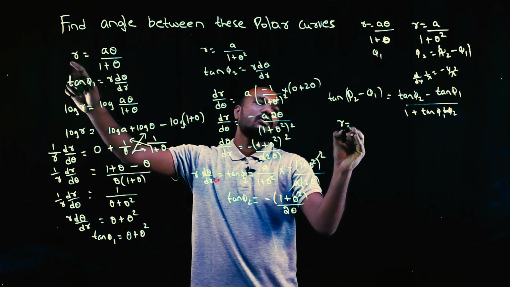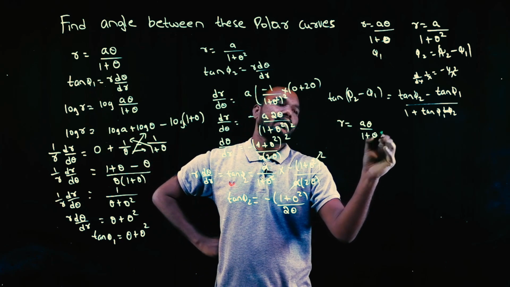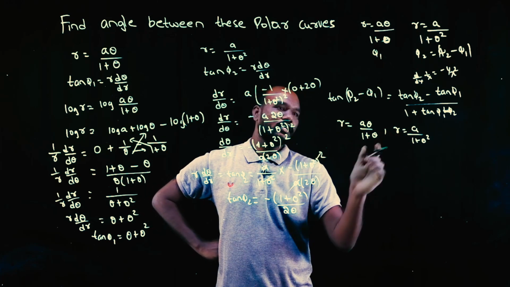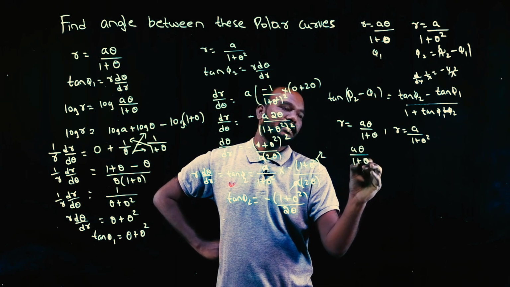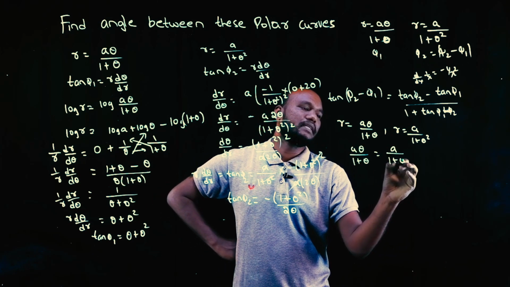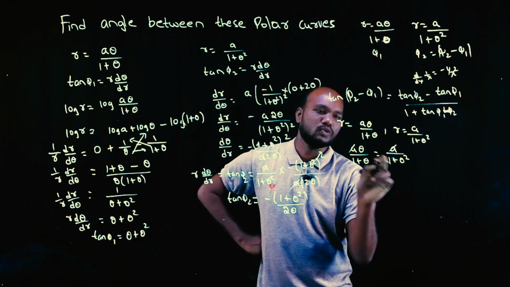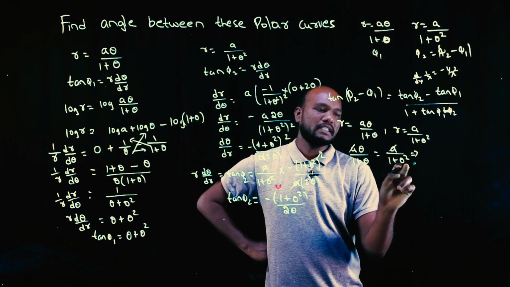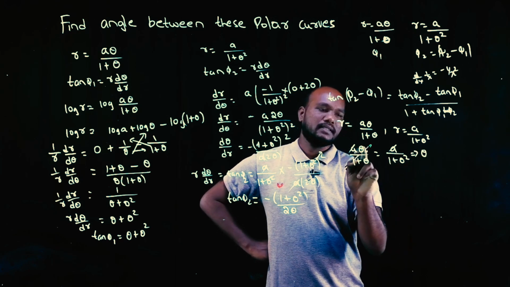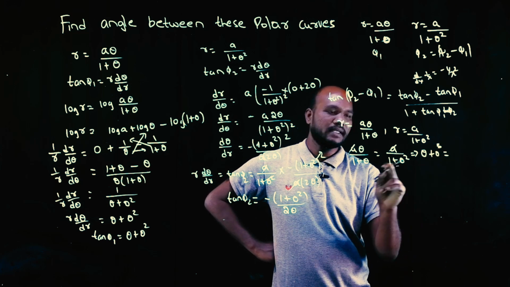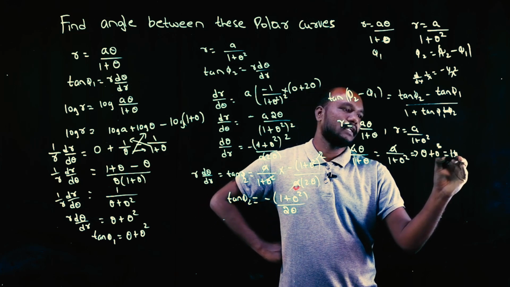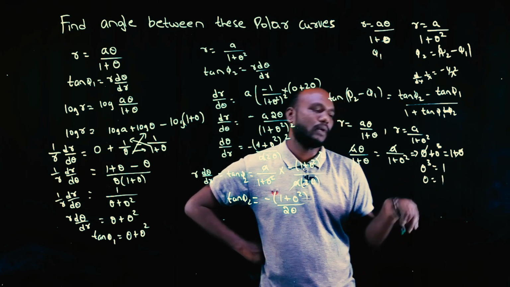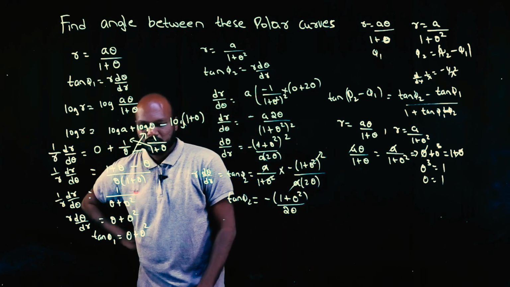So r is given as a theta by 1 plus theta, and also r is given as a by 1 plus theta square. So this r value I have to substitute here. a theta upon 1 plus theta is equal to a upon 1 plus theta square. A gets cancelled, so by cross multiplication, 1 plus theta square into theta: theta into 1 is theta, theta into theta square is theta cube. And 1 plus theta into 1 is 1 plus theta. Theta gets cancelled. Theta cube equals 1. Theta value is 1.